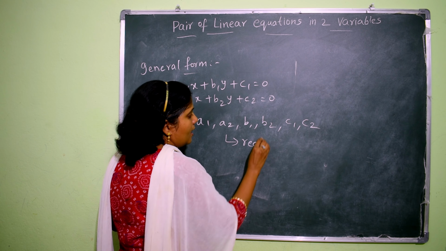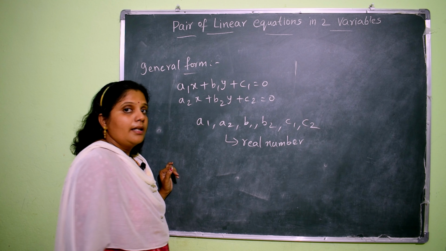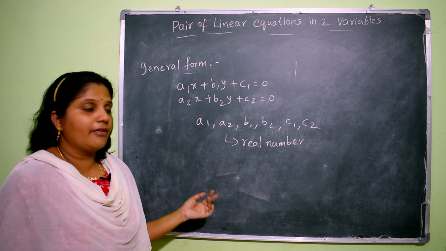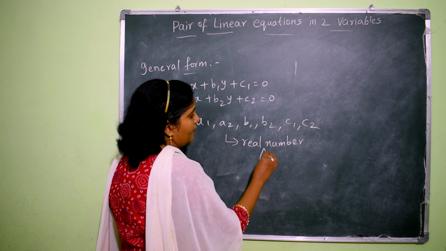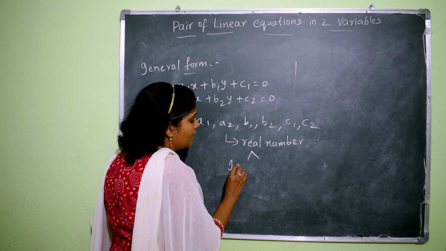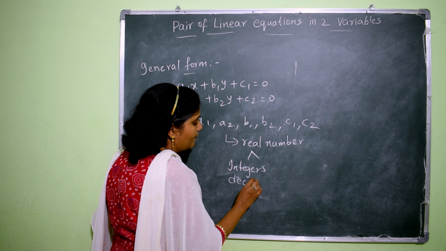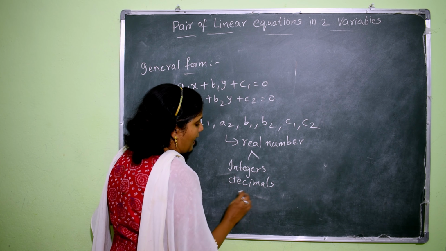What are these? Real numbers. Real numbers include integers, decimals and fractions. So for a1, a2, b1, b2, c1, c2, we can take integers, decimals and fractions.